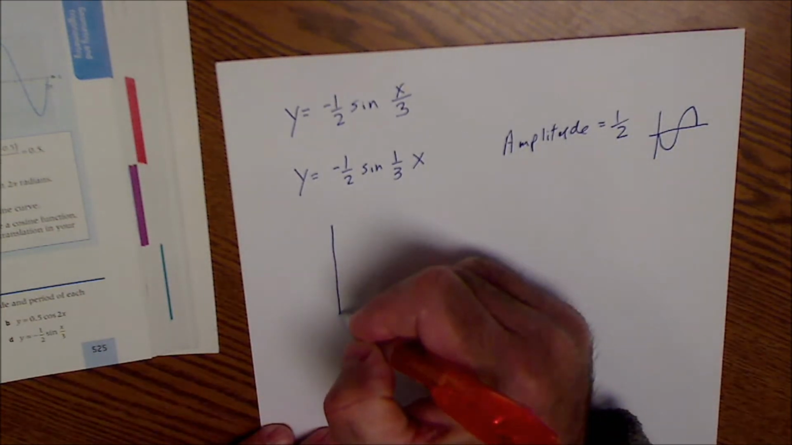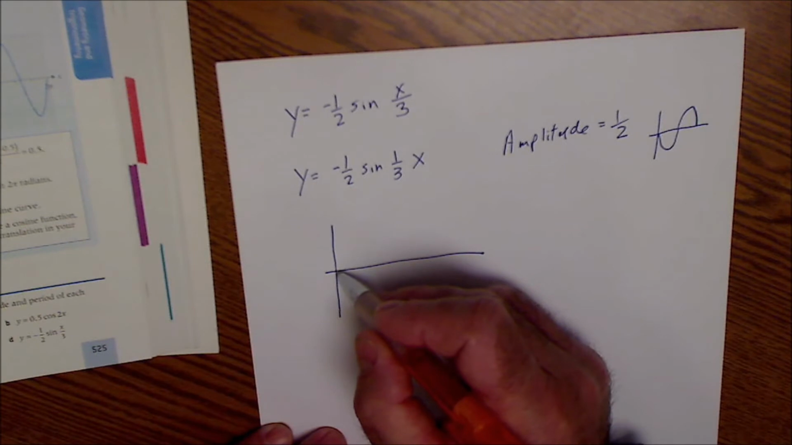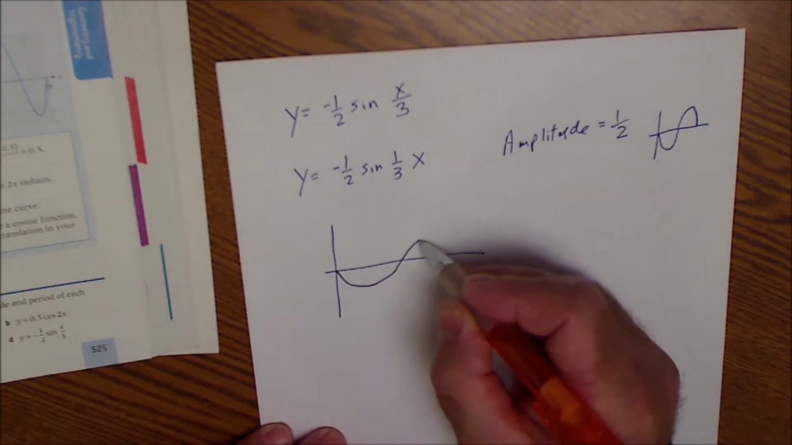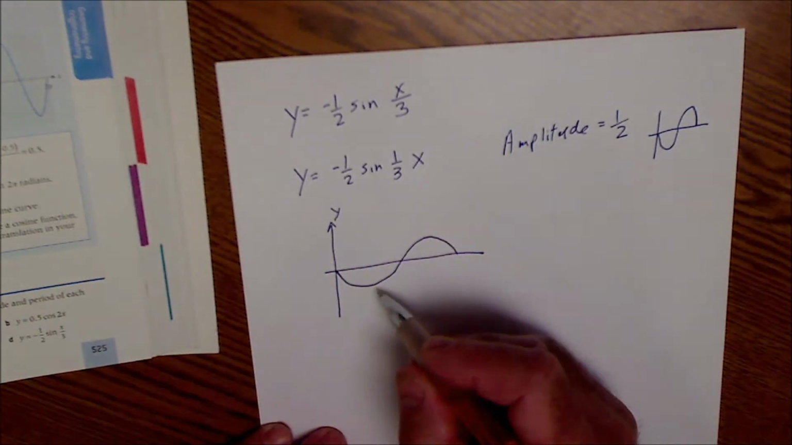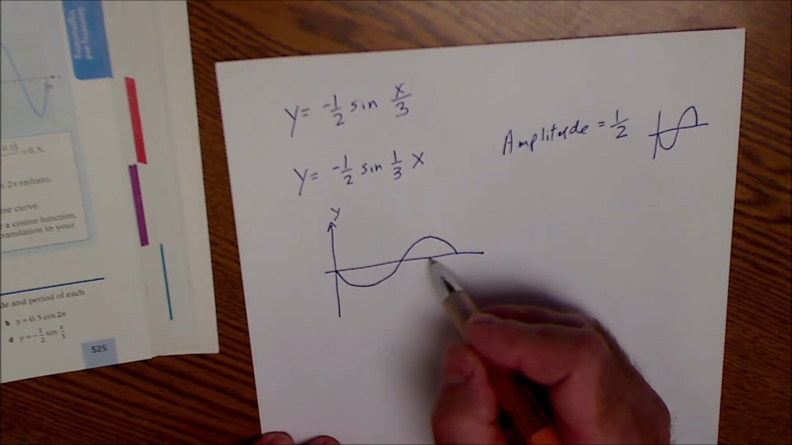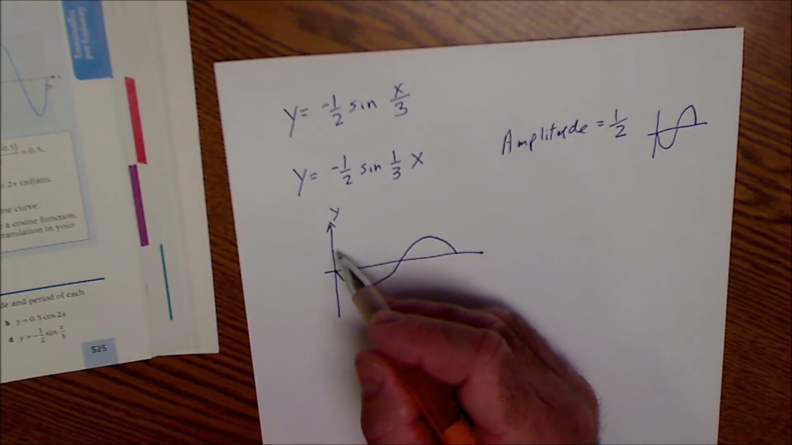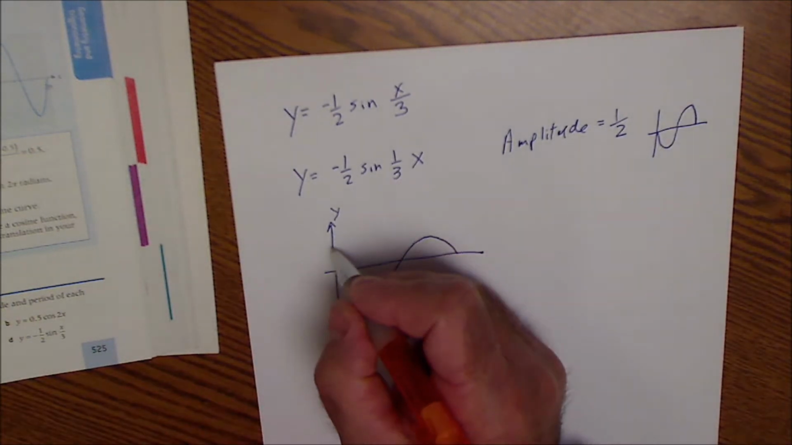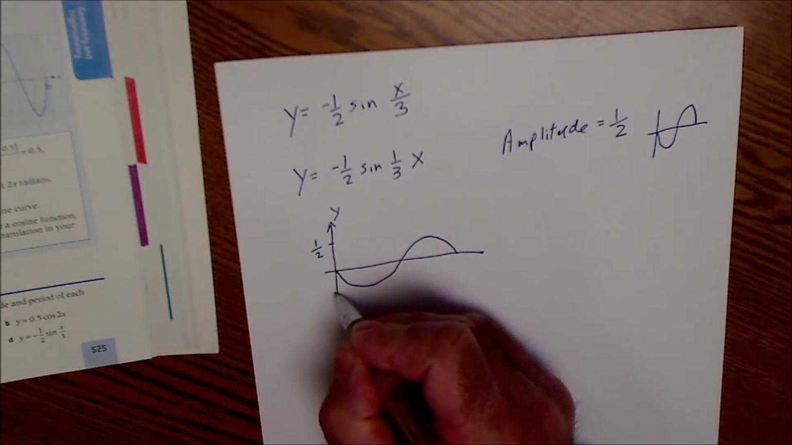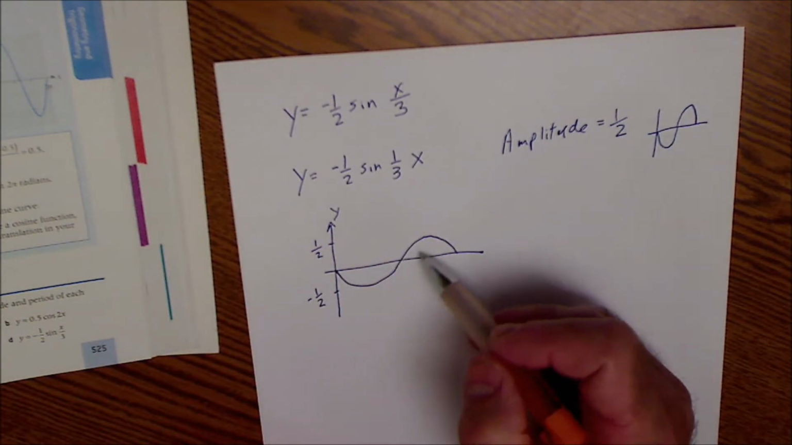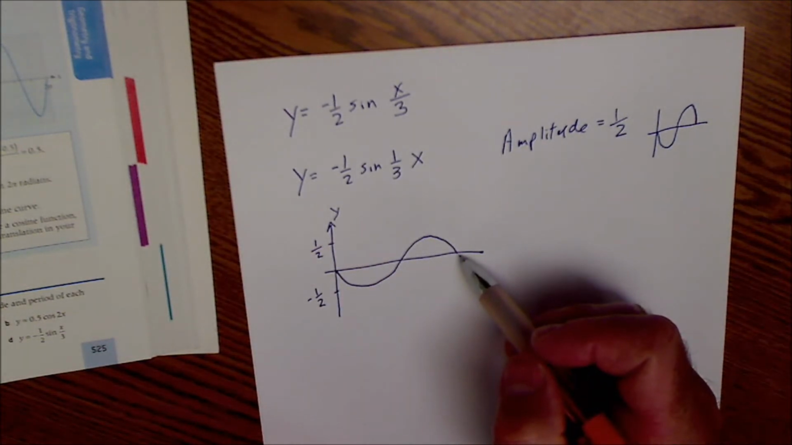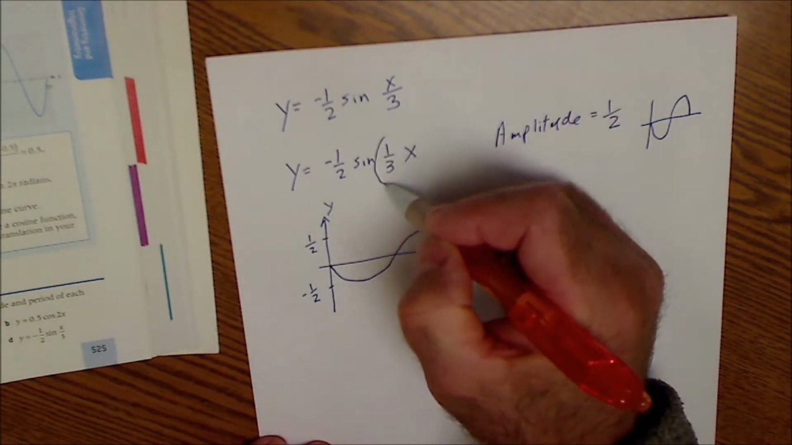So let me draw that sine graph, starting at 0, ending at 0, talking on the y-axis here. First quarter down, third quarter up. It is going to go up 1/2 and down a negative 1/2, and that negative is reversing the direction of it. The next thing I need to do is look at this 1/3.